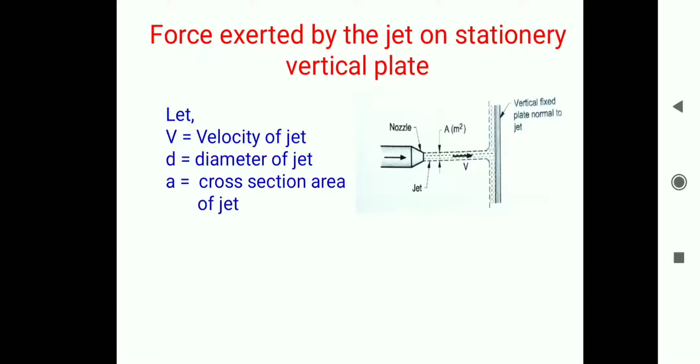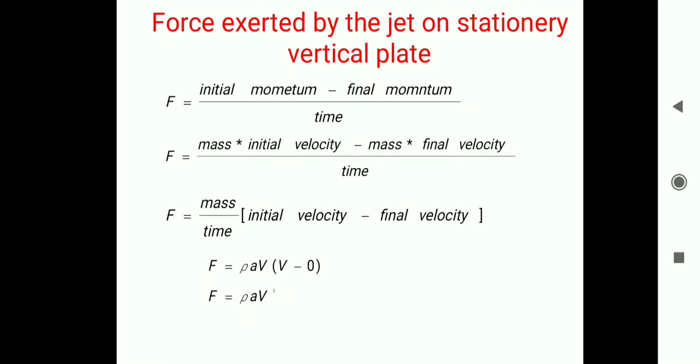Now taking time as 1 second and mass can be written as rho AV, the equation becomes F is equal to rho AV into the bracket V, where V is the initial velocity and final velocity is 0. So the force is equal to rho AV square, is the final equation for the force exerted by the jet on stationary vertical plate.